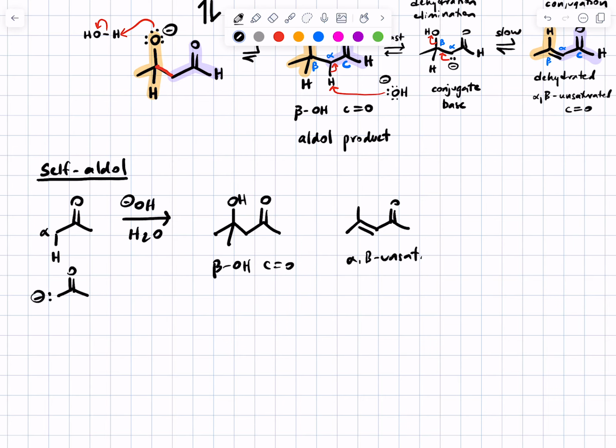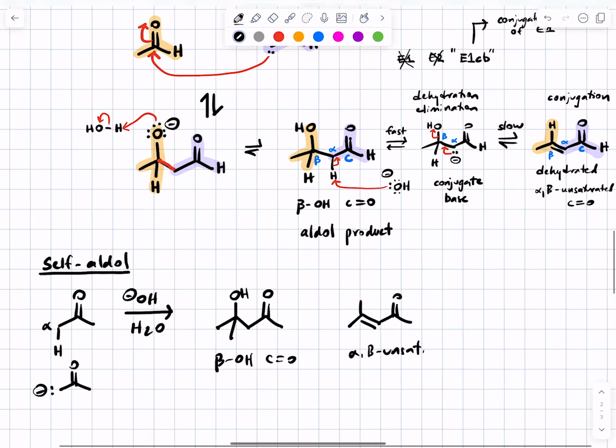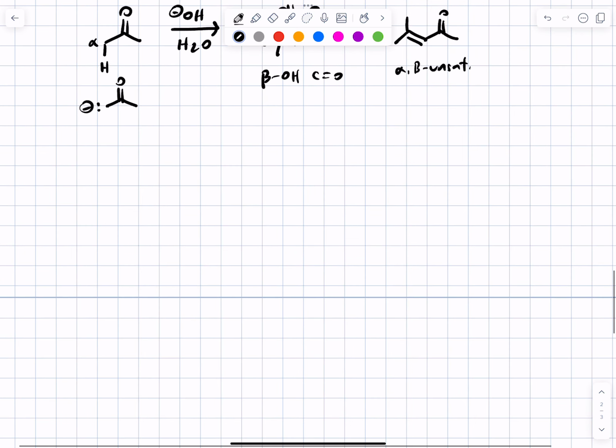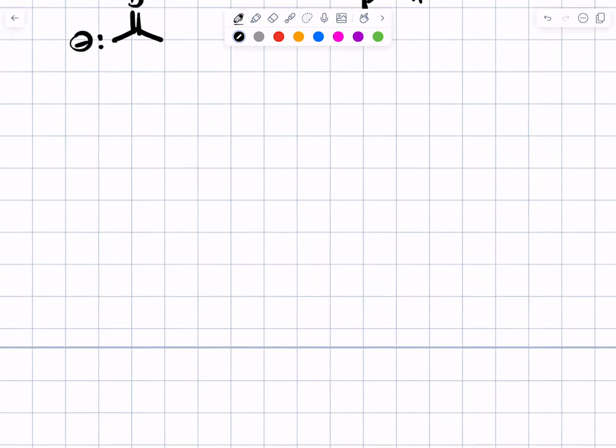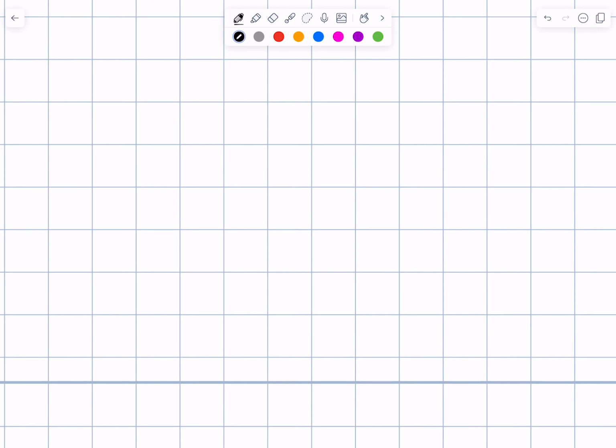Let's think backwards. And I actually want to walk through the mechanism of a retroaldol reaction. Yes, let's think backwards. This is going to be fun. All right. Fun.